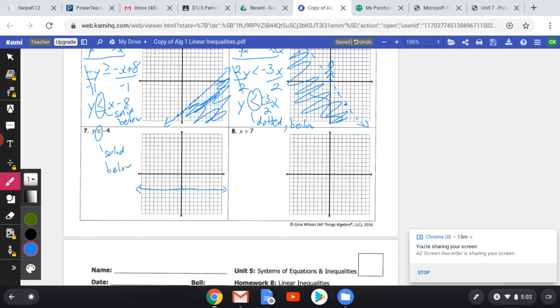You can also think about it logically too. y is less than negative 4. Think of a number that's less than negative 4. Oh, yeah, negative 7. Where's negative 7? It's below here. All right, and then the last one here, x is greater than 7.